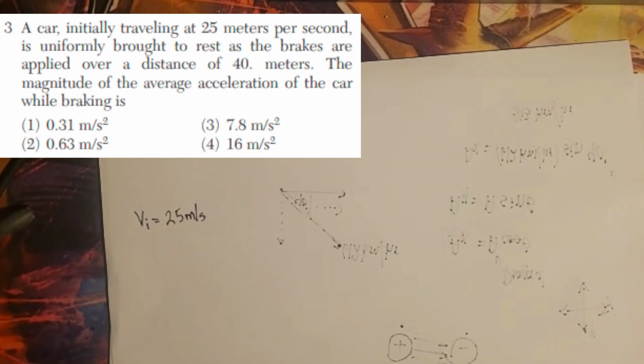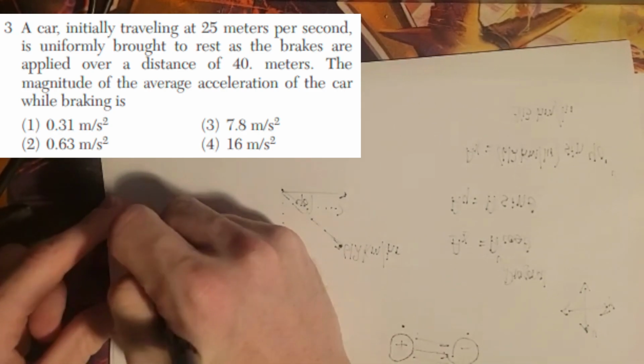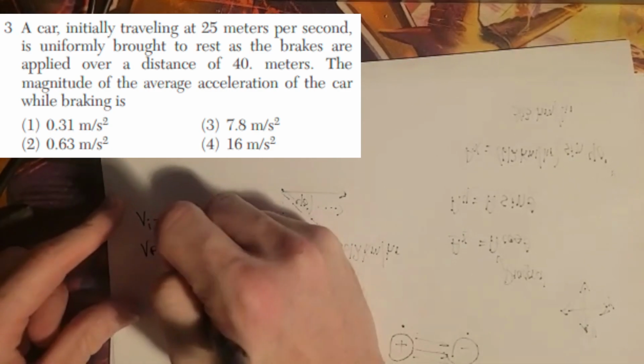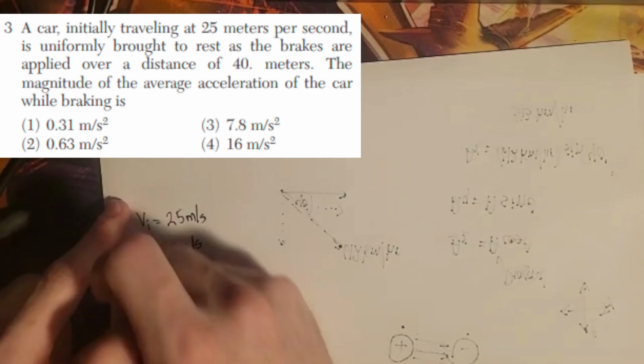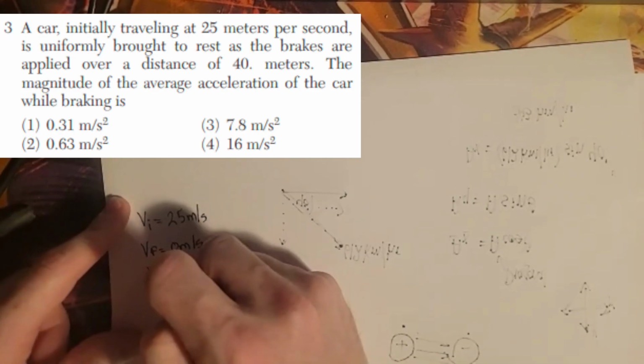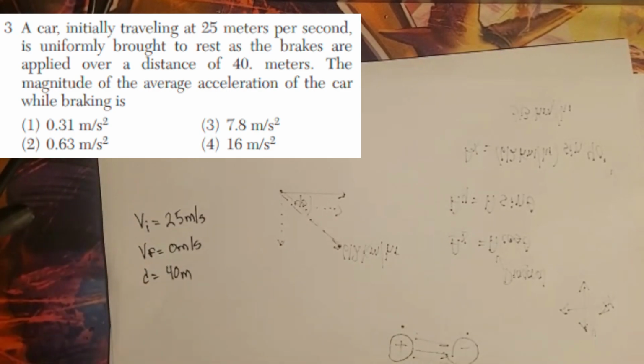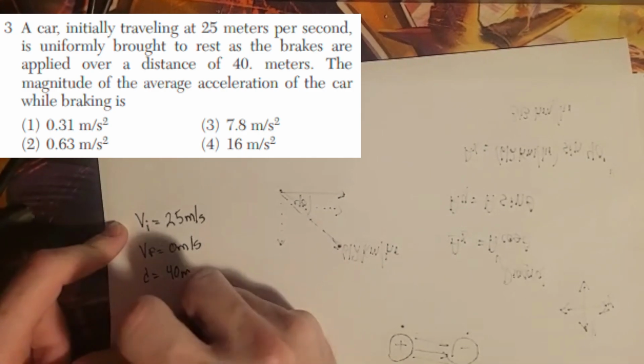At the end, right, we're brought to rest. So I know my final velocity at the very end is 0 meters per second. And that happens over a distance of 40 meters. So d, we're going to write as 40 meters. Then it says the magnitude of the average acceleration of the car while braking is blank. So they want me to find acceleration.